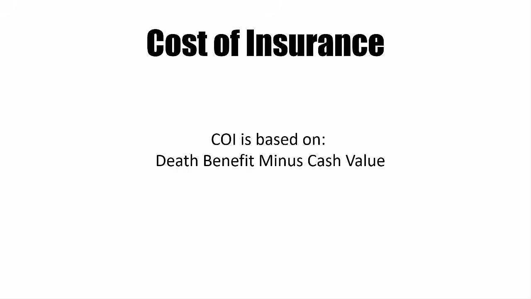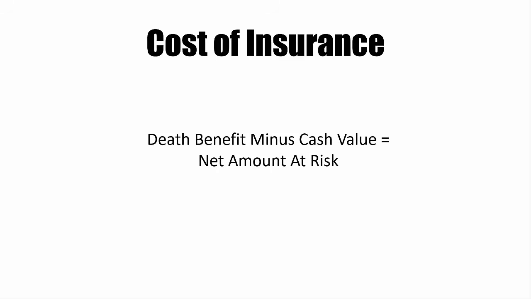Let's say you have a $1 million policy, but you have $500,000 in cash. Well, your net amount at risk is now $500,000. Death benefit minus your cash value, that's your net amount at risk. Now, advisors get it half right because what they say is that the cost of insurance goes up every single year. That's only half true because they're forgetting something.